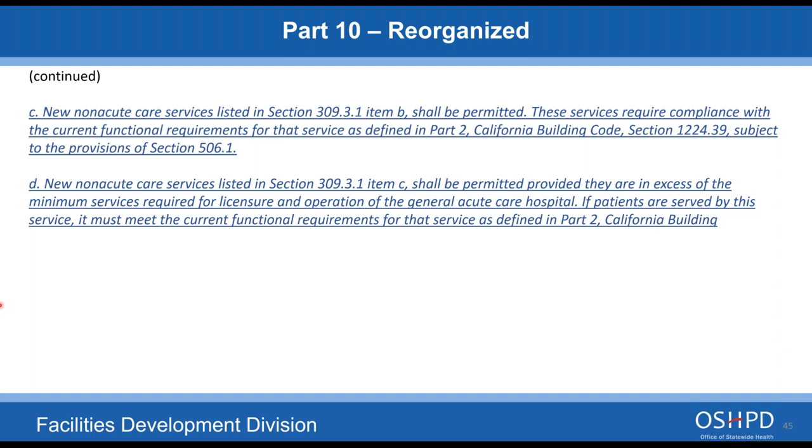New non-acute care services in item C shall be permitted provided they are in excess of the minimum service required for licensure. If patients are served by this service, it must meet the current functional requirements for that service. Again, if you're reusing a patient unit, an old med-surg unit, for outpatient observation, a lot of the functional requirements are already in place. They don't need to meet current code. As long as they were installed in compliance at the time they were built, they can continue to be reused. Next slide.